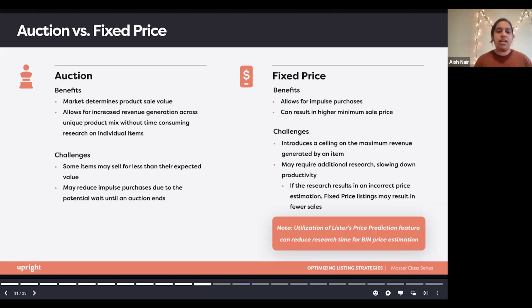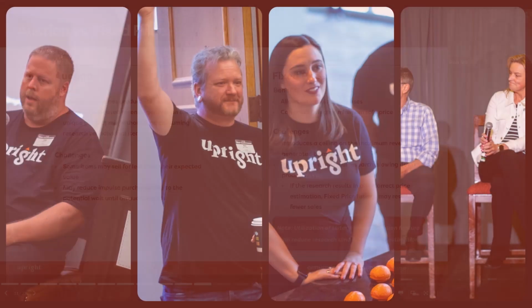The challenges: some items are going to sell for less than their expected value. That's why volume becomes so important when we're working with auction listing strategies. And of course, if you've got impulse purchasers who would like to buy that item right away, you're going to miss out on that when you're using auction. And then fixed price, the benefits, of course, they do allow for that impulse purchase.